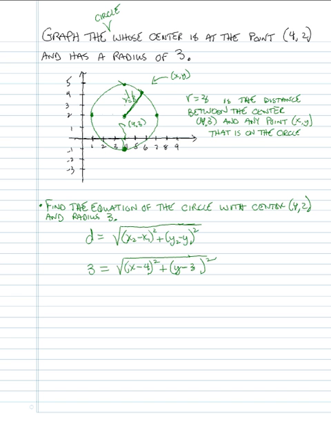Now, what we would like to do is to not have a square root. So we're going to square both sides. And when we square the left side, of course, we get 3 squared, which we know is 9. And when we square the right side, we get what's under the radical, called the radicand. Okay, radicand. Now, if I turn this around, then this becomes x minus 4, the quantity squared, plus y minus 3, the quantity squared, is equal.